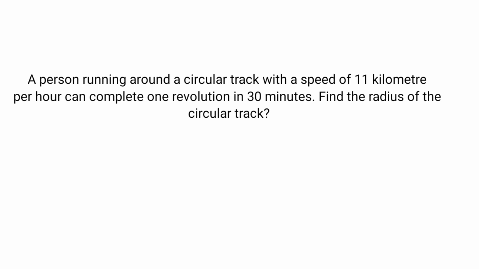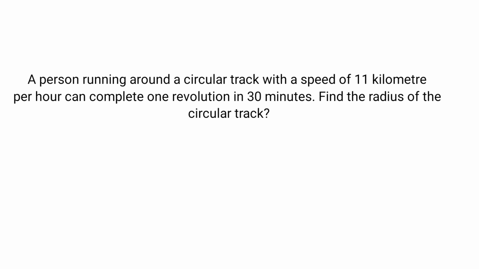A person running around a circular track with a speed of 11 km per hour can complete one revolution in 30 minutes. Find the radius of the circular track. Here it is said that a person is running around a circular track. He will complete 11 kilometers in 1 hour. And it is said that he will be completing one revolution in 30 minutes. 30 minutes means half hour.